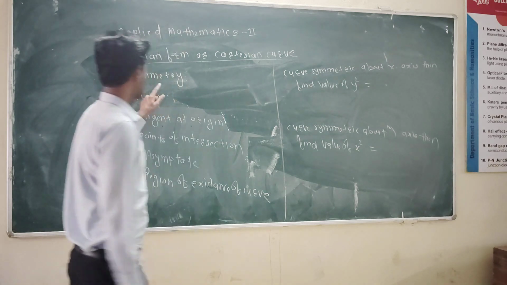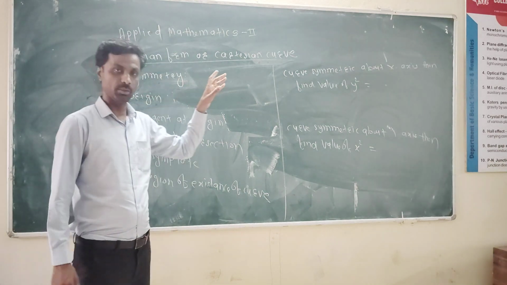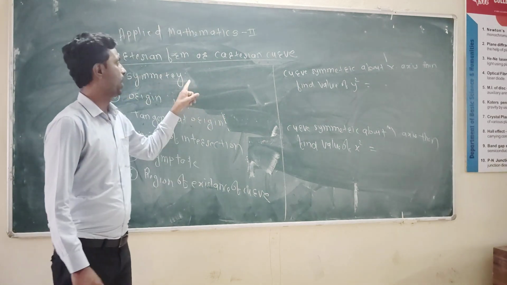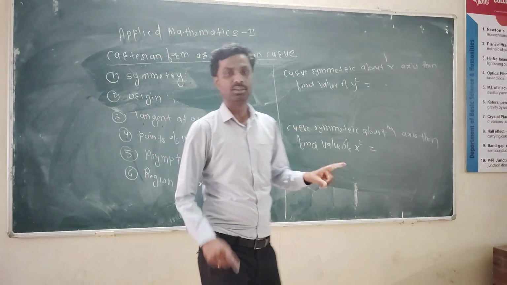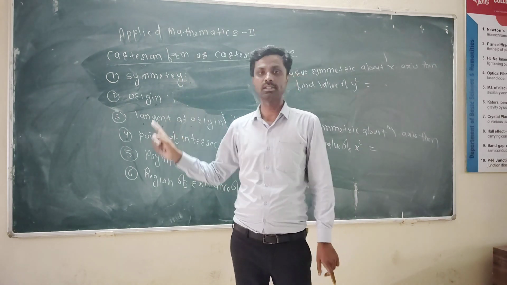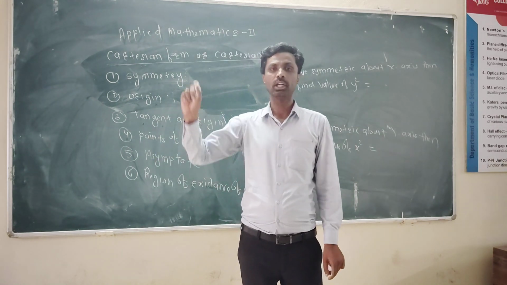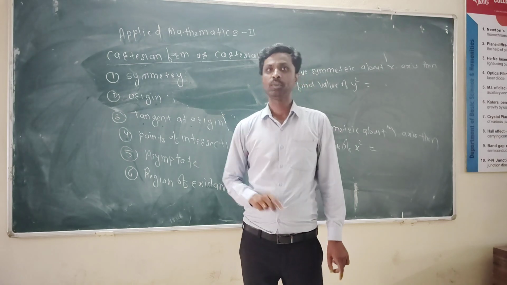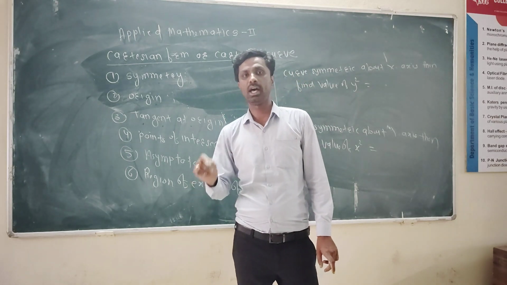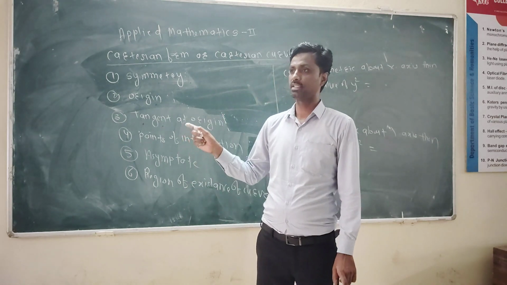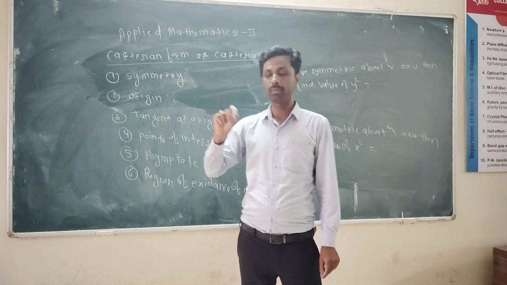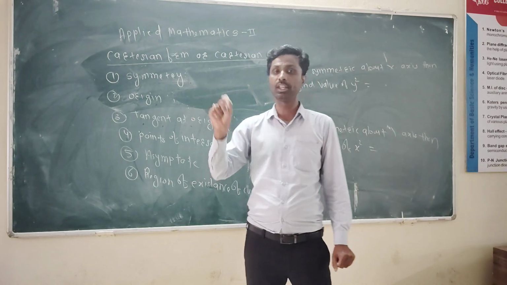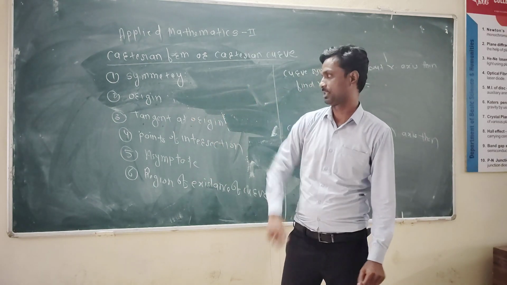Okay. So first is the symmetry. We will make a short summary. If the power of x is odd, then the curve is symmetric about the y-axis. If the power of y is odd, the curve is symmetric about the x-axis. If the powers of x and y are both odd, the curve is symmetric in opposite quadrants. If the powers of x and y are even, then the curve is symmetric about both axes.